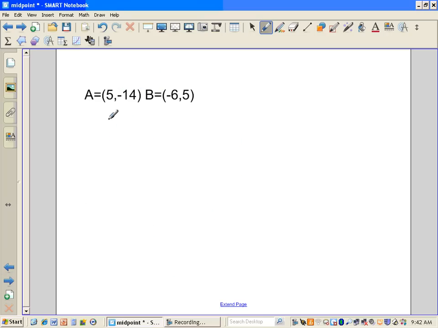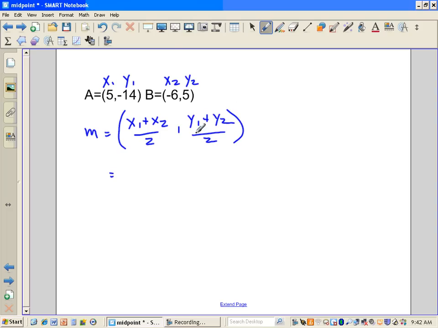One more example of this. We have x1, y1, x2, y2. Midpoint, we're going to do x1 plus x2 divided by 2, and y1 plus y2 divided by 2. If it's always helpful to write down the formula to start out, then write down the formula to start out. Add up the x's. 5 plus a negative 6 just becomes 5 subtract 6 divided by 2, and negative 14, excuse me, 14 plus 5 divided by 2.